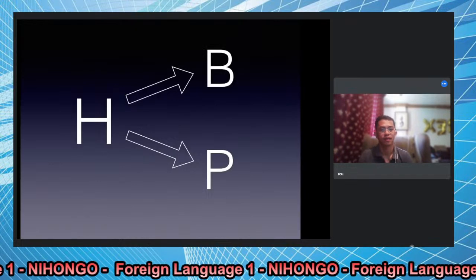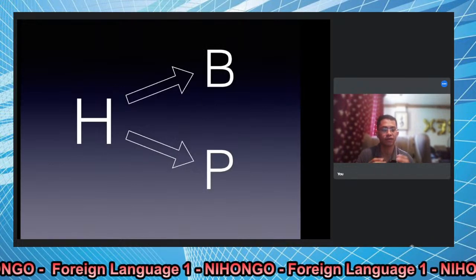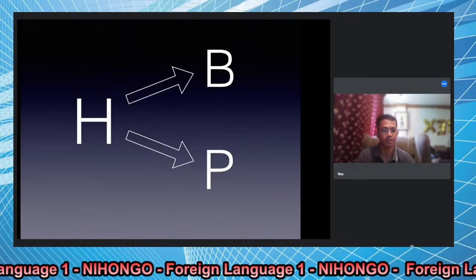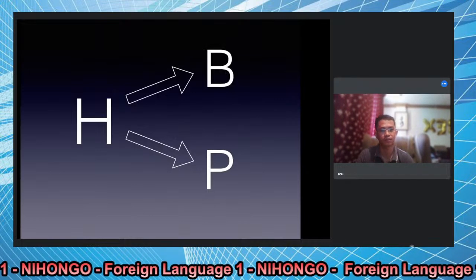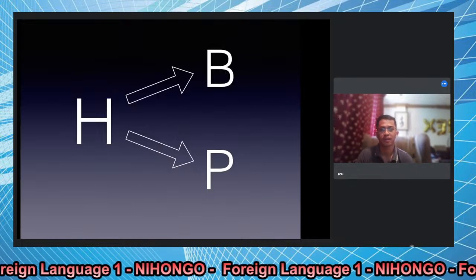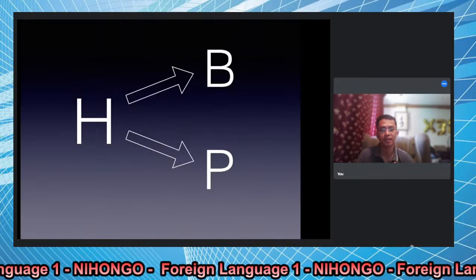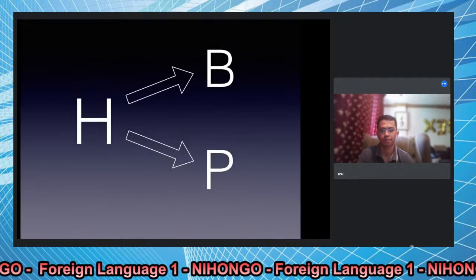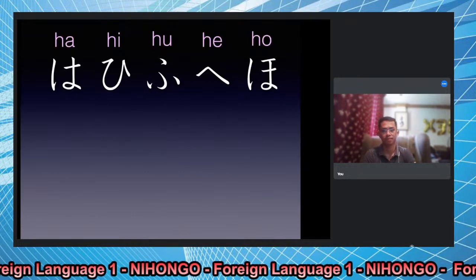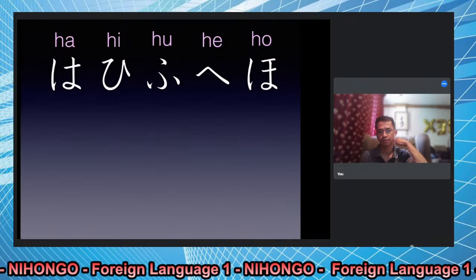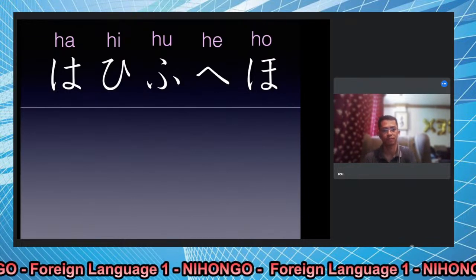So we have an additional voiced sound from each group. So that's what we have discussed a while ago from our previous topic. So we have B and we have P. Okay? First, these are the letters in the consonant H: ha, hi, hu, he, ho, right?